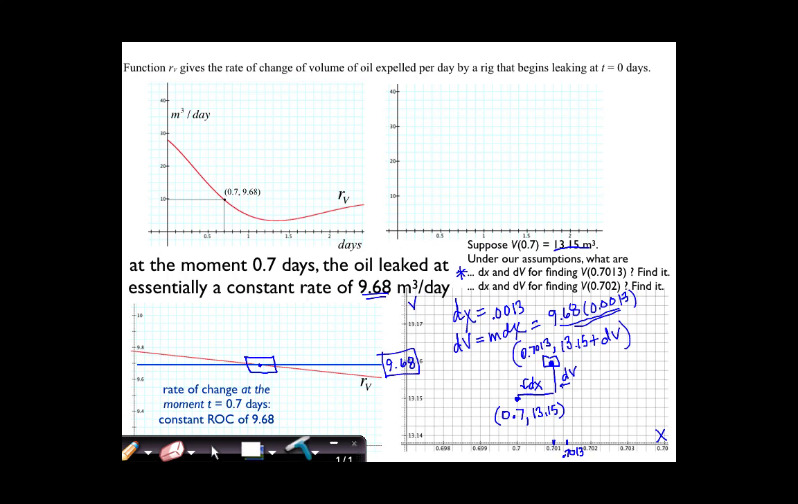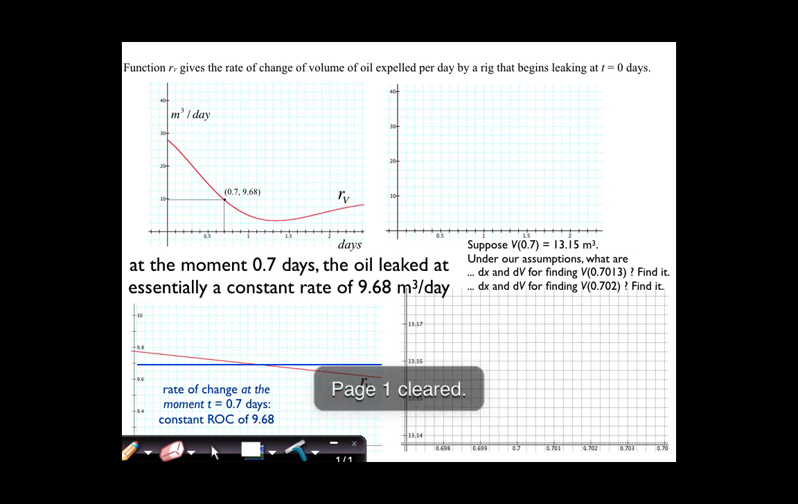All right, let me erase that and we'll do the second question. Actually, you'll do the second question. Take a minute, see if you can figure out dx and dV expressions, or computations for those, so that we can find V of, or the volume at, time 0.702 days.